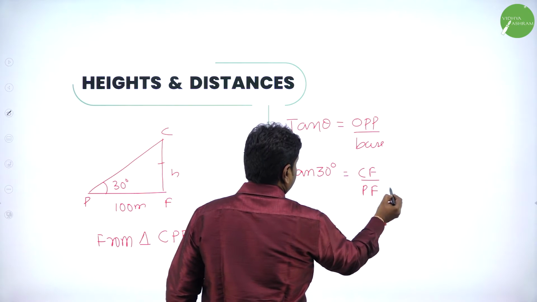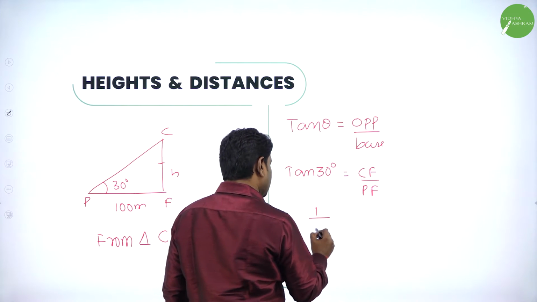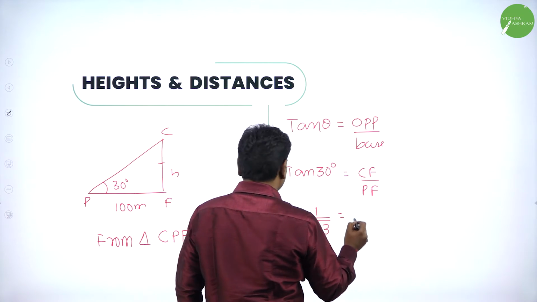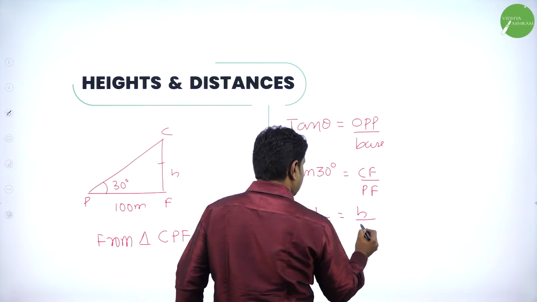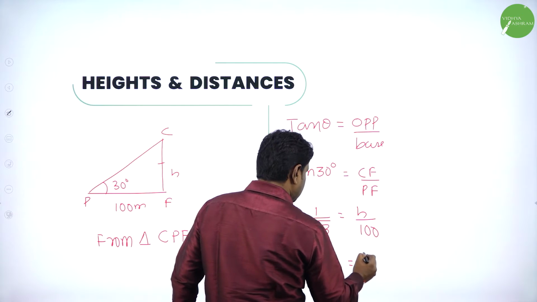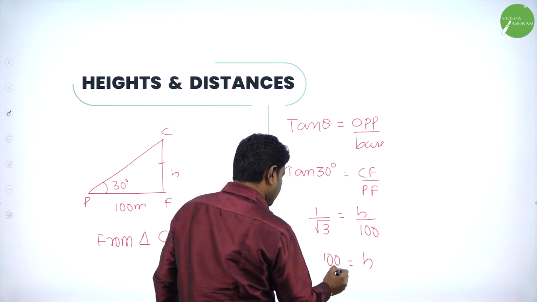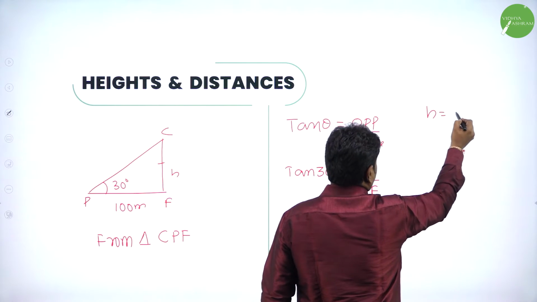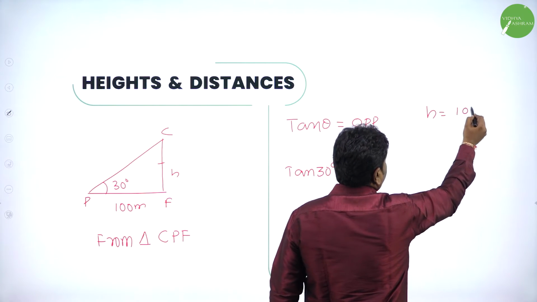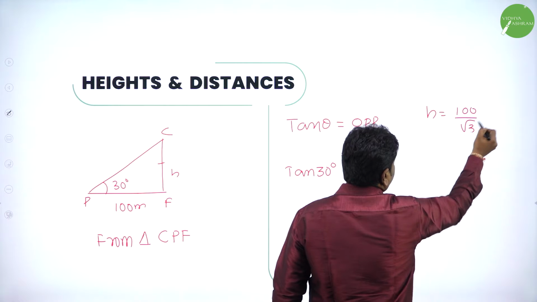Tan 30 degrees is equal to, opposite to 30 we have CF, and base we have PF. So tan 30, all of you know, is exactly 1 by root 3, and CF, that is C to F, is the height of the chimney, and this is 100. So cross multiply, you'll get h is equal to 100 divided by root 3. Transfer 100 to this side. So you got h, the height of the chimney, is 100 by root 3 meters.